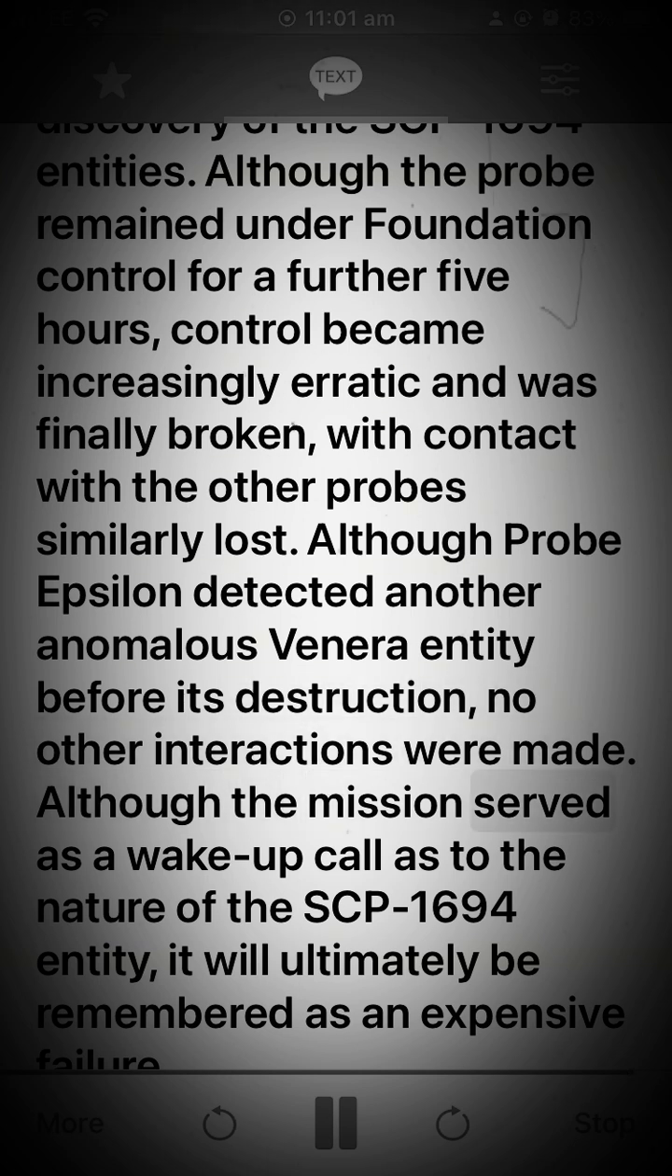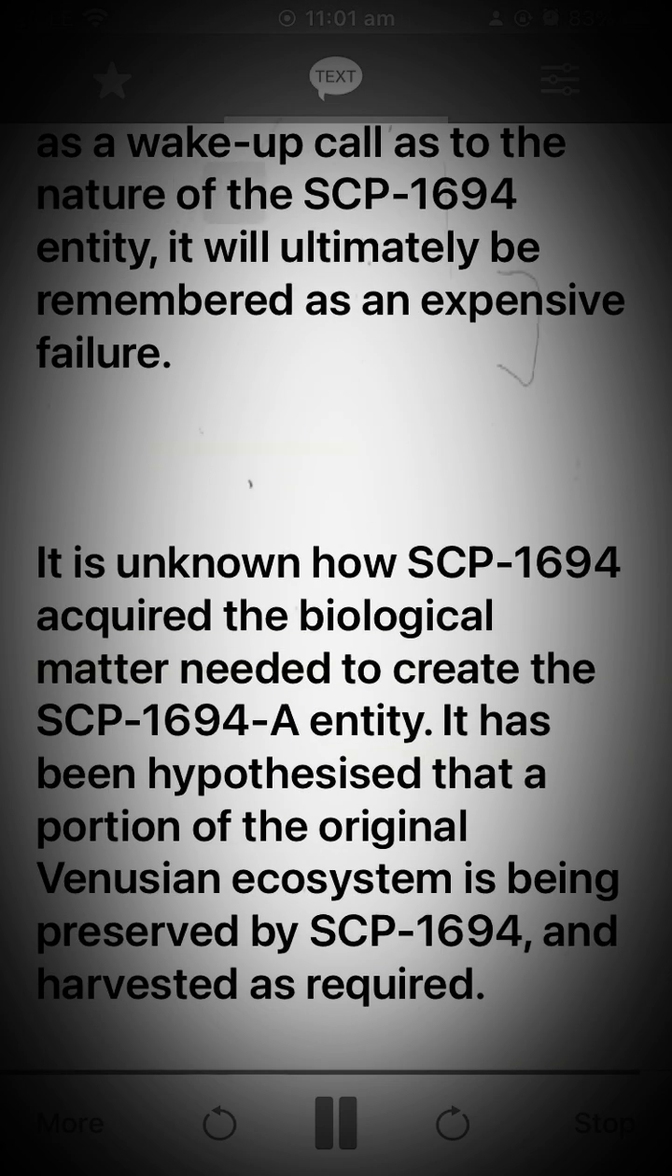Although the mission served as a wake-up call as to the nature of the SCP-1694 entity, it will ultimately be remembered as an expensive failure. It is unknown how SCP-1694 acquired the biological matter needed to create the SCP-1694A entity. It has been hypothesized that a portion of the original Venusian ecosystem is being preserved by SCP-1694, and harvested as required.